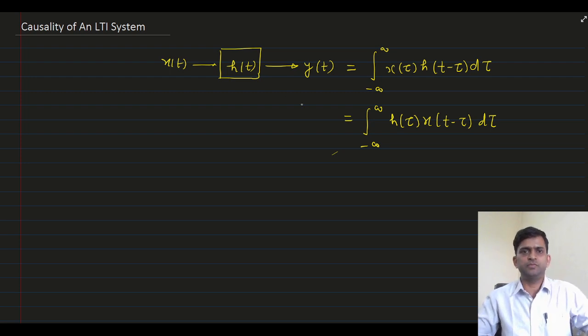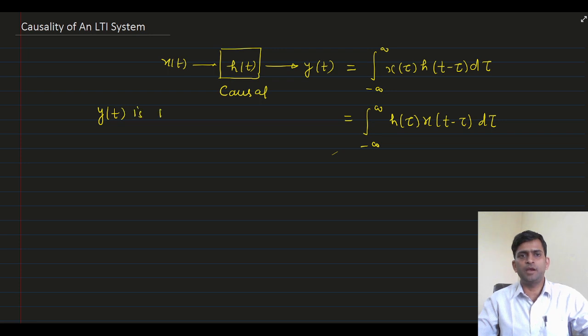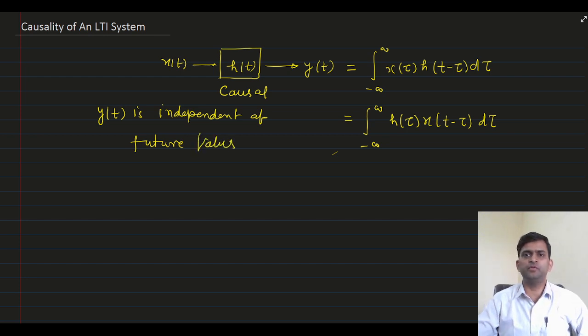The system h of t will be causal. You know the definition of a causal system: if this y of t is independent of future values, then the system is called a causal system, isn't it? So there should be no future value in the system, then the system will be a causal system.